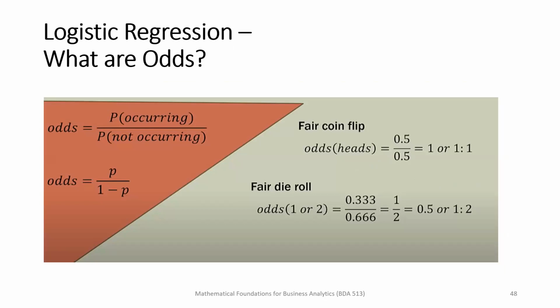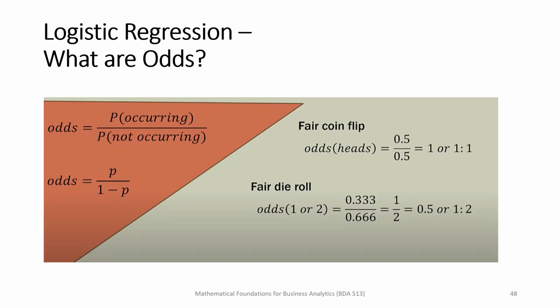First of all, let's understand some terms. When we say odds, odds is the probability of an event occurring divided by the probability of the event not occurring. So if you have the probability of an event occurring, that is P, then the probability of the event not occurring is 1 minus P. Are we okay with that?